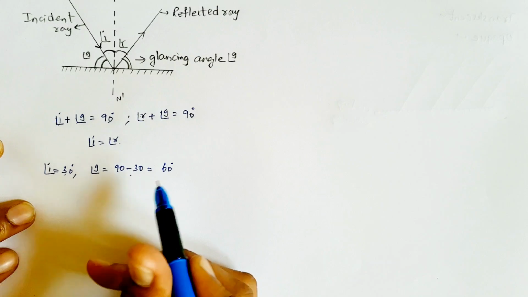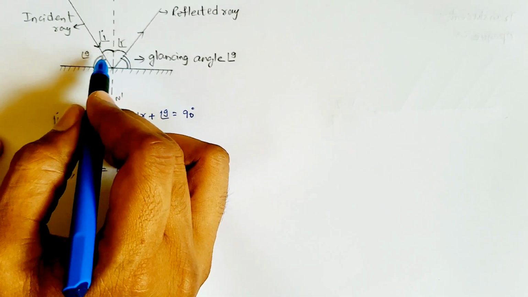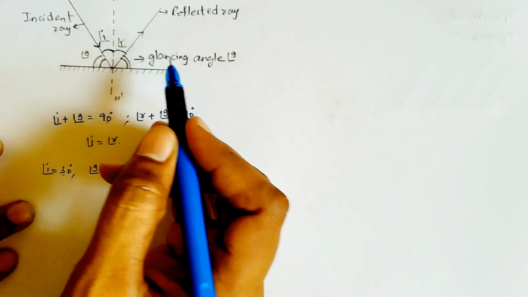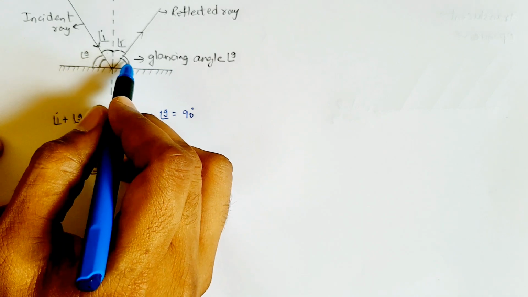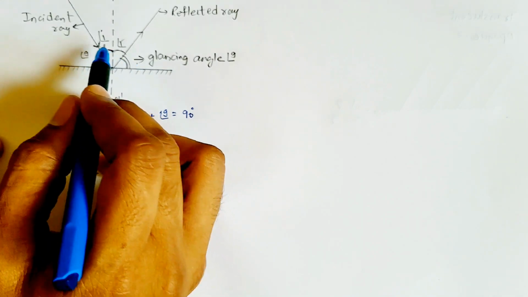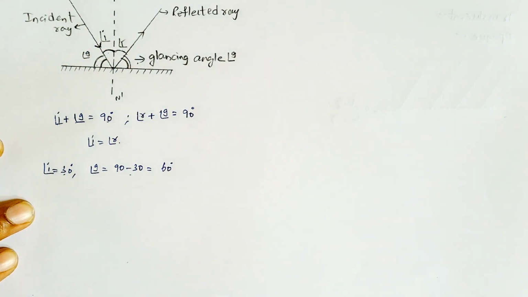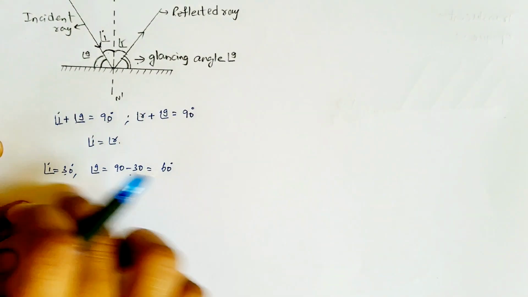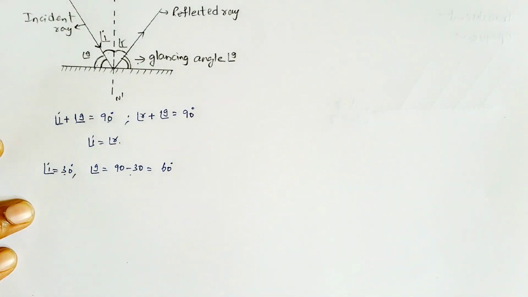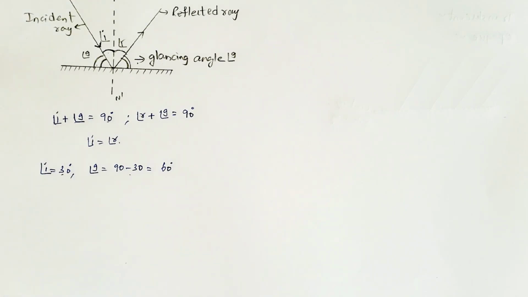Like that, they may give the angle of reflection and ask you to find the angle of glancing, or they may give you the glancing angle and ask you to find the angle of incidence. However they may frame the question, you should be able to solve it, right? So this is about the basics of plane mirror and reflection.